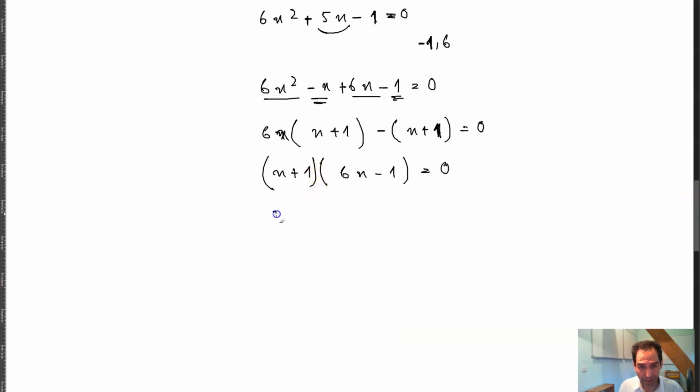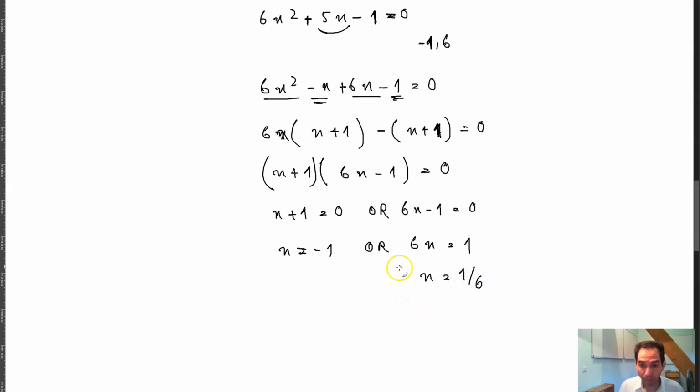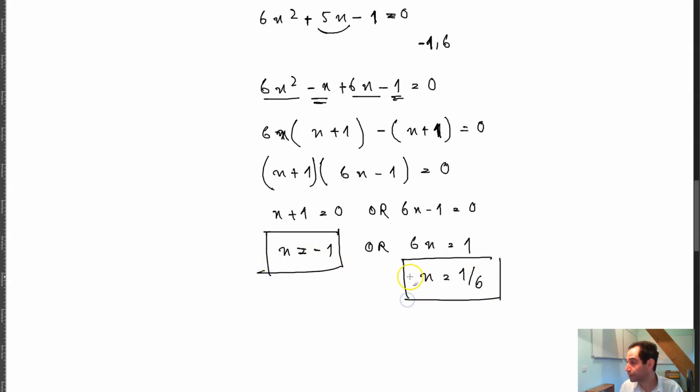And that means that either x plus 1 is equal to 0 or 6x minus 1 is equal to 0, which means that x is equal to negative 1, or 6x is equal to 1, which means that x is equal to 1/6. So either x is equal to negative 1 or x is equal to 1/6.